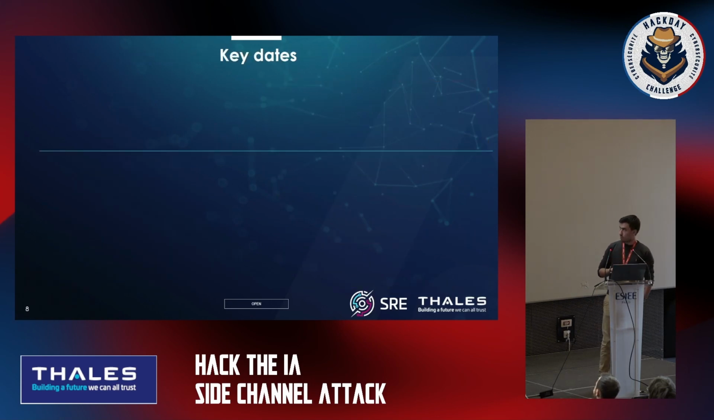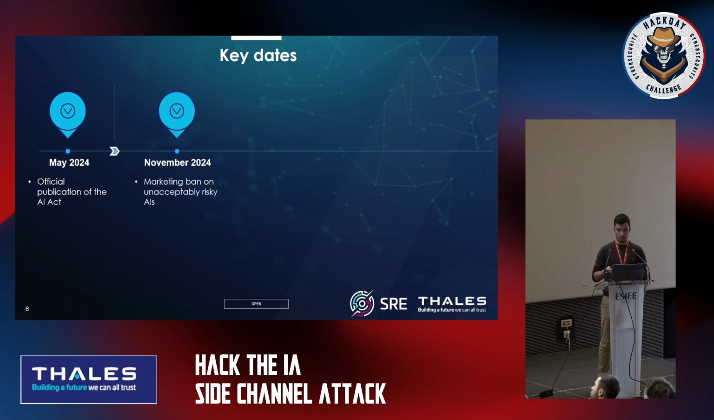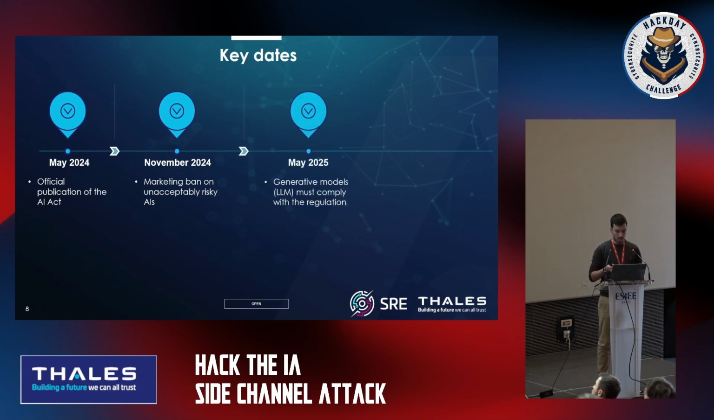So just some key dates in order to provide you a concrete overview of this AI Act. In May 2024, the AI Act will be officially published. Then, in November 2024, all the systems that are considered with an unacceptable risk will be banned on the market. Then, in May 2025, all the generative models, such as the large language models, must comply with the regulation, so with the AI Act.